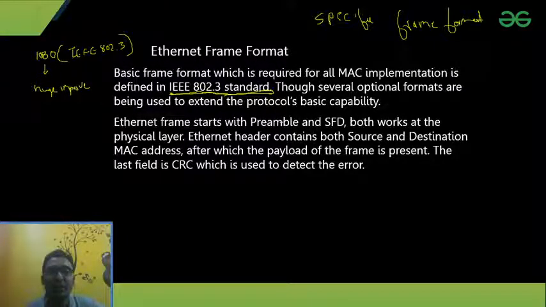So the Ethernet frame starts with the preamble and SFD. We will talk about what this preamble and SFD are. Both work at the physical layer. The Ethernet header contains both source and destination MAC address, after which the payload of the frame is present. The last field is CRC, which is used to detect errors. So in this, basically all the basic details of the frame parts are covered.